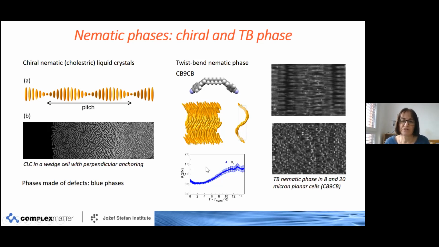At the phase transition from the nematic to the twist-bend phase, the bend elastic constant exhibits slowing down, as shown here in this graph. There is a little turning up very close to the transition, but this is not yet fully understood.